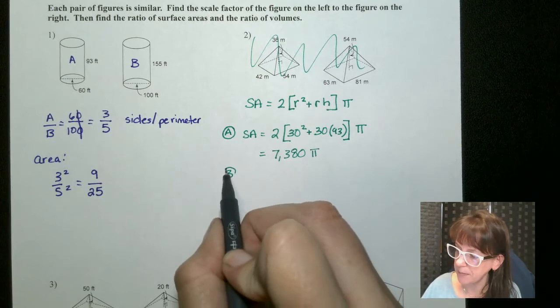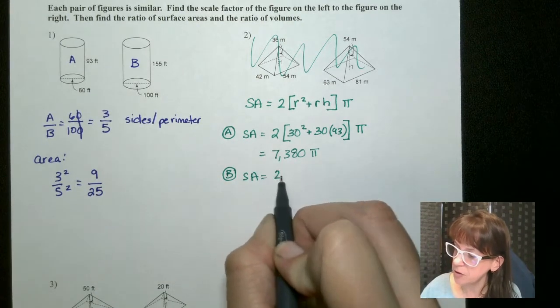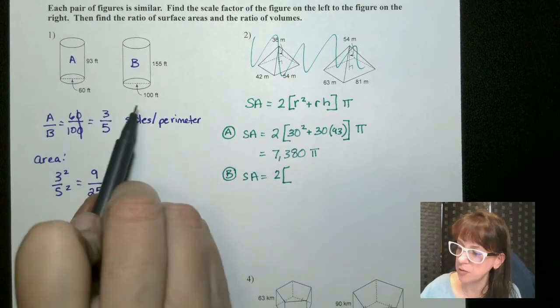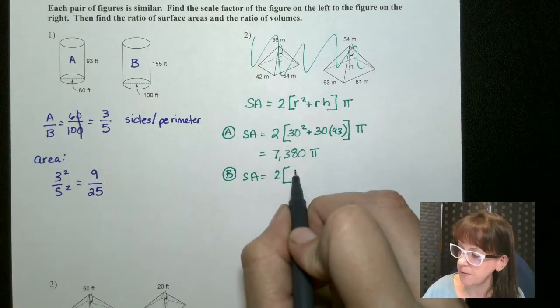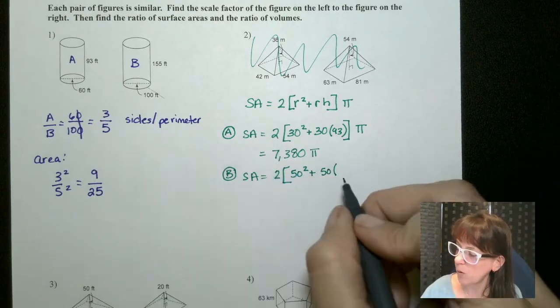Now for B, we have the surface area equals 2 times the radius, which again, the radius is half of this, so it's going to be 50 squared plus 50 times 155.